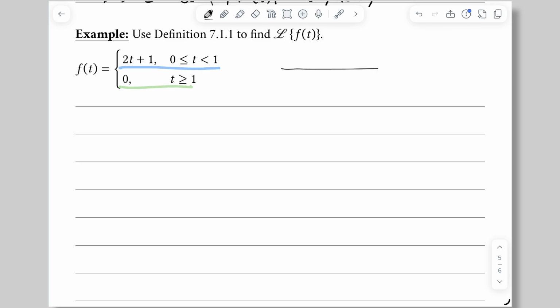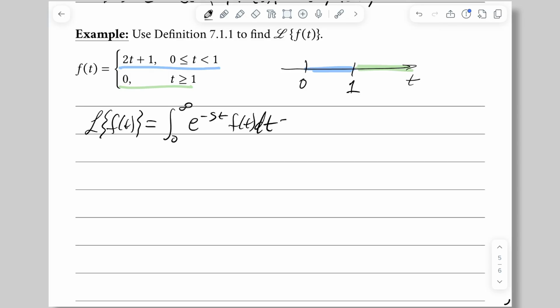We're going to use the definition to find the transform of this function. The function is defined in two pieces depending on the value of t. When t is between 0 and 1, the 2t plus 1 definition is in play. And when t is greater than 1, the function is 0. The definition of the Laplace transform of f of t is the integral from 0 to infinity of e to the negative st times f of t dt.